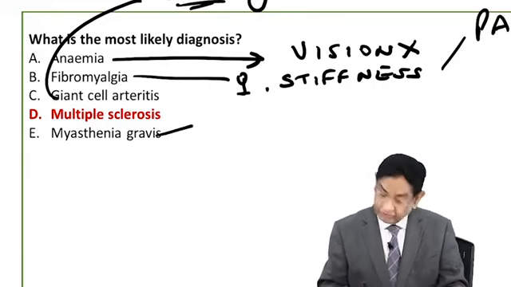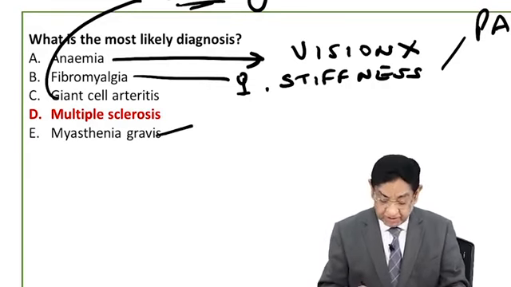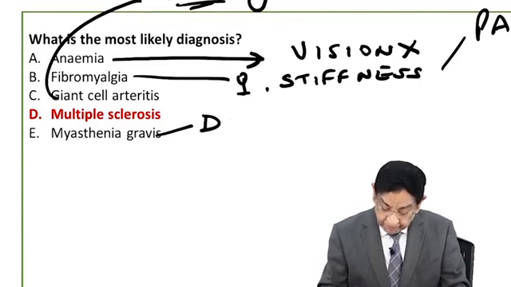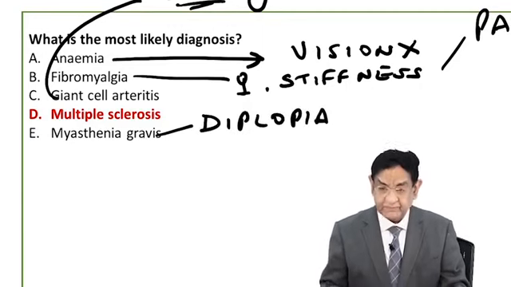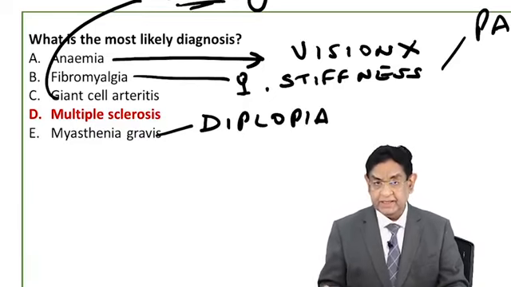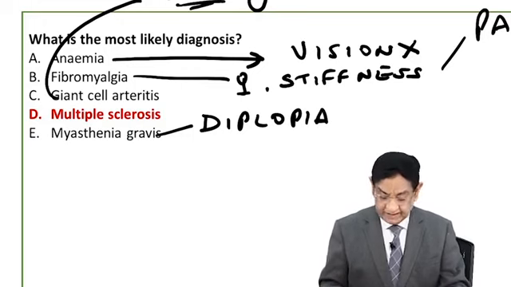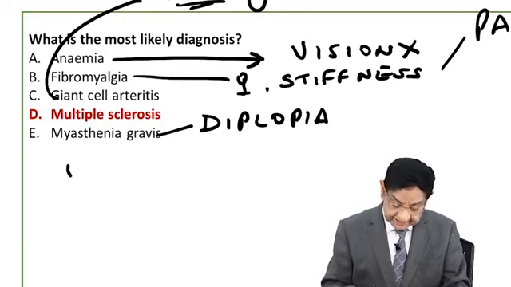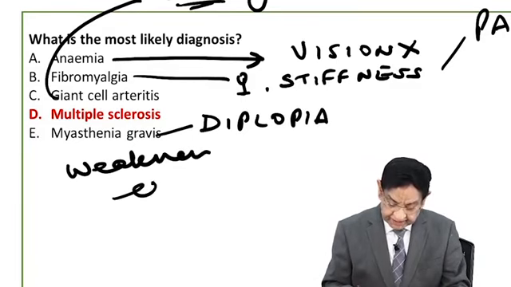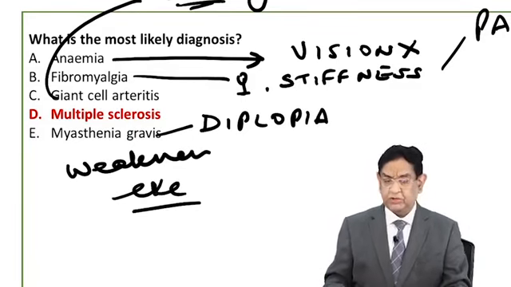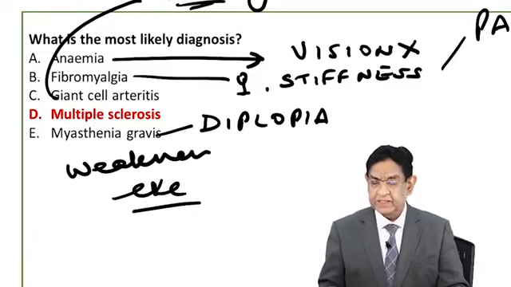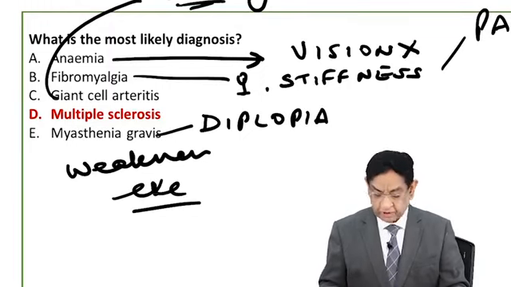Myasthenia gravis, well, it occurs in ladies beyond doubt, but they have diplopia. They don't come with vision problem as such; they have a diplopia type of picture. And moreover, they have muscle weakness, which is more in the evening hour. So it is altogether a different type of entity. So finally, we ruled out all other options.